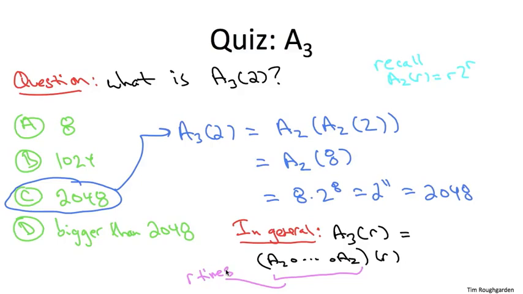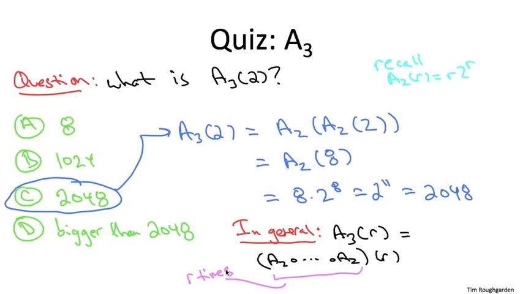So what about in general? How does the function A3 behave as a function of a general parameter r? Well, when we answer this question, we're going to see for the first time the ridiculously explosive growth that the Ackermann function exhibits. And this will just be the tip of the iceberg, right? This is just when k equals 3.